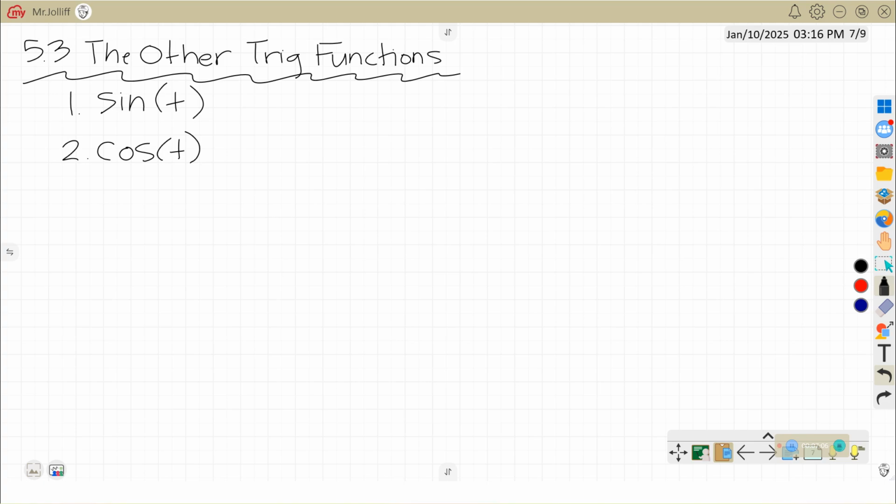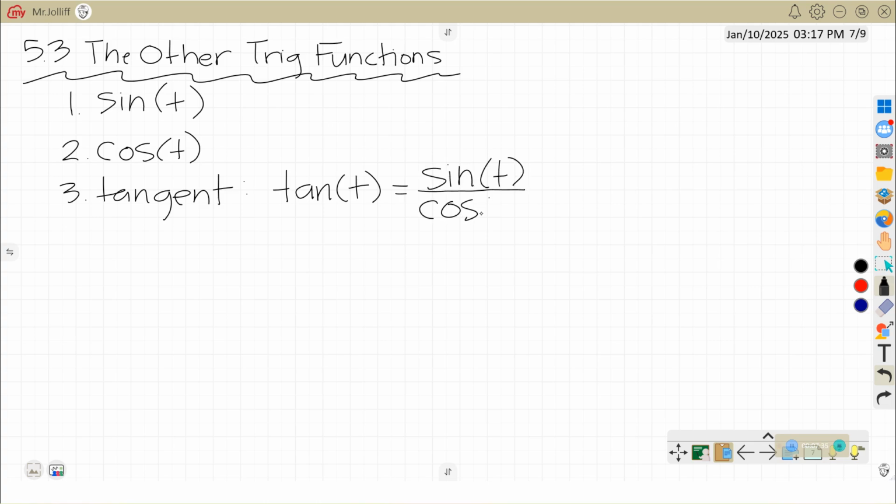And when you learn SOHCAHTOA, we know the SO was for sine, the CA was for cos. What's the TOA for? Tangent, yeah. So the next one is tangent, and we write tangent as tan for short. Tangent is equal to the sine of that angle divided by the cos of that angle. So tangent is the ratio of sine to cos.